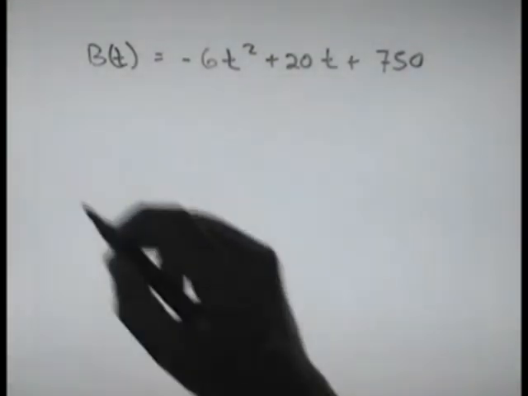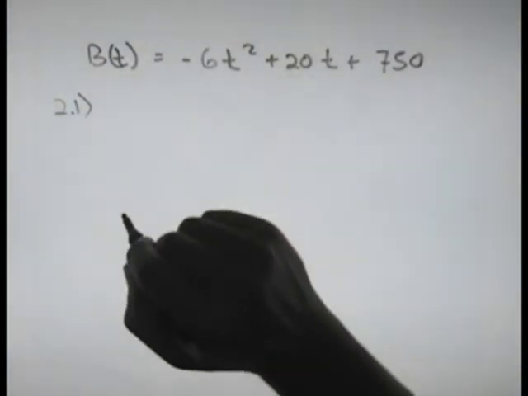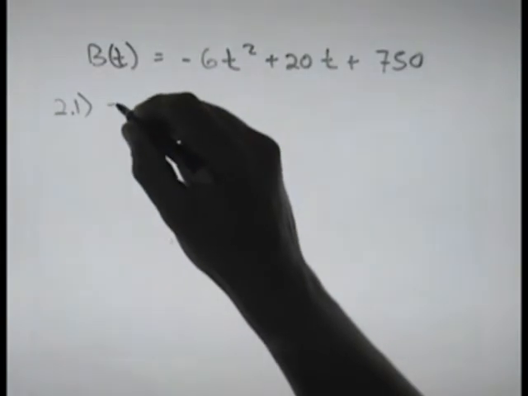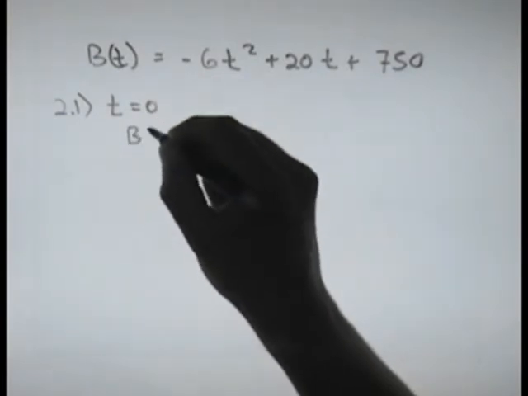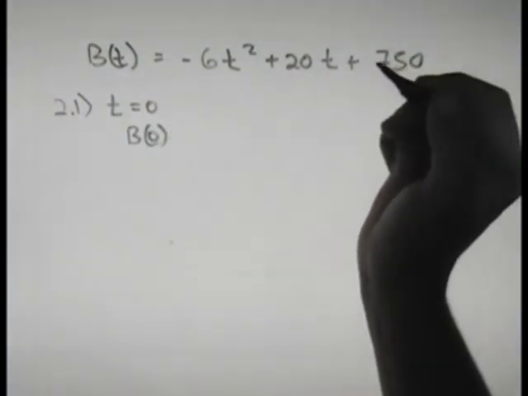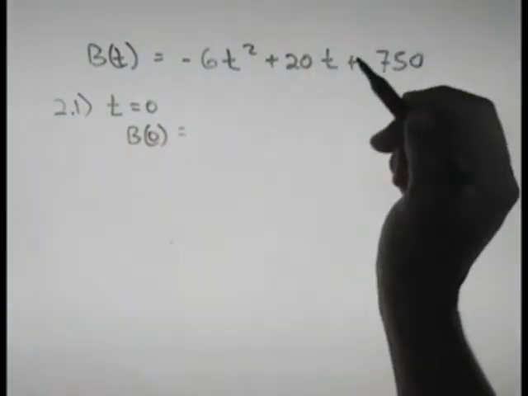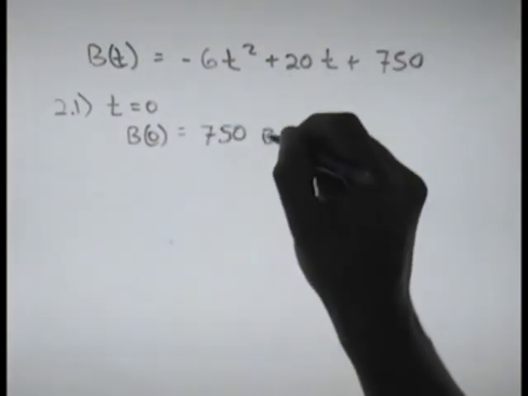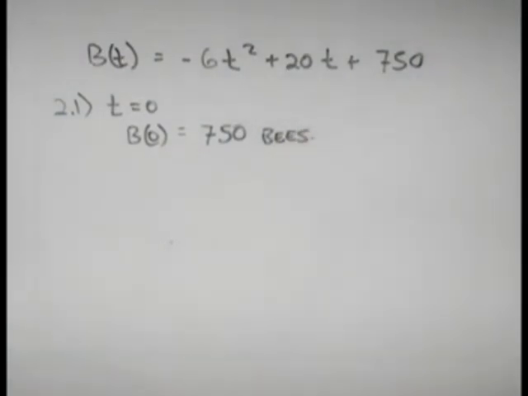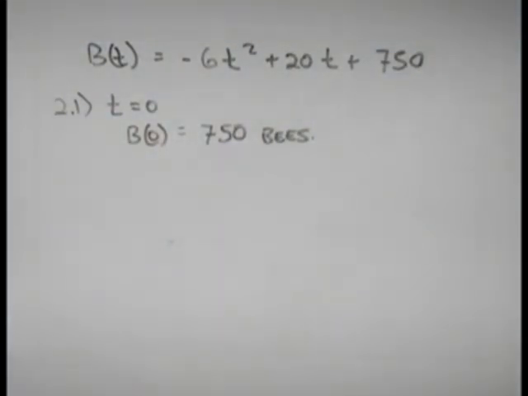The first question I asked was, at the start of the beehive, how many bees are there? Basically, how many bees are there when t is equal to 0? This is easy to do. I'm simply looking for b of 0 is equal to minus 6 times 0 is 0, plus 20 times 0 is 0, plus 750. That means that there are 750 bees at the start of a hive, or rather 750 bees according to this model would be required to start a hive.